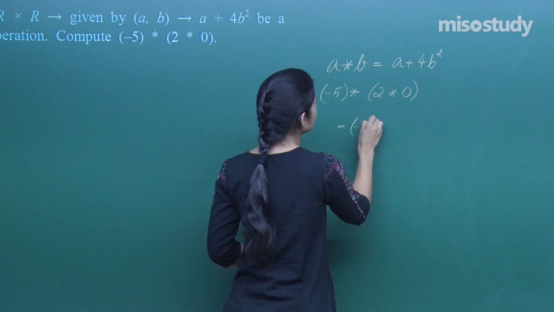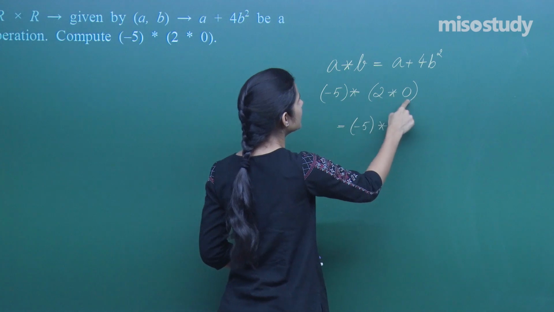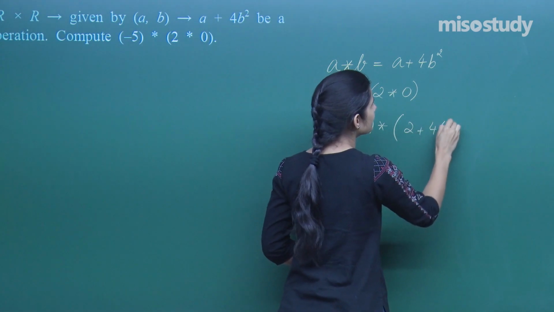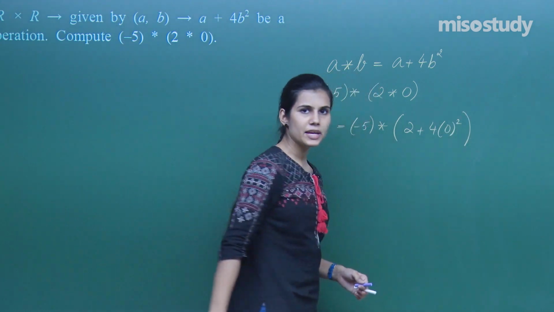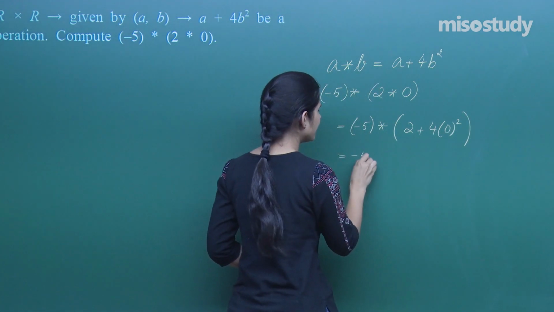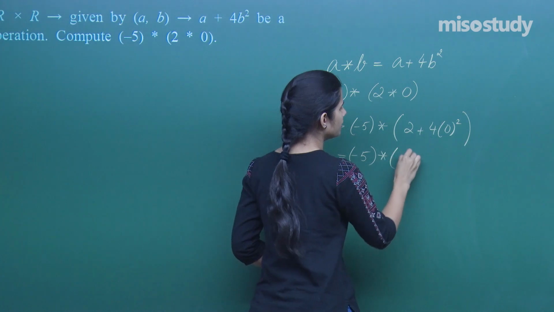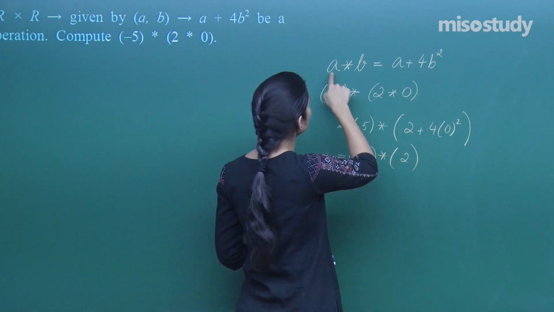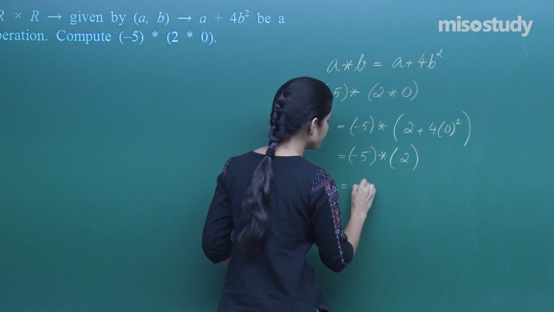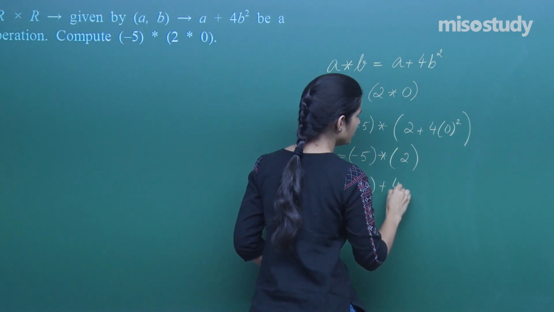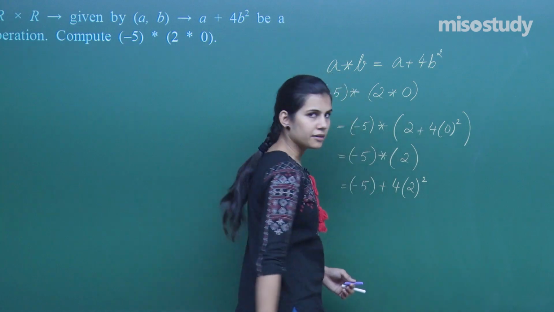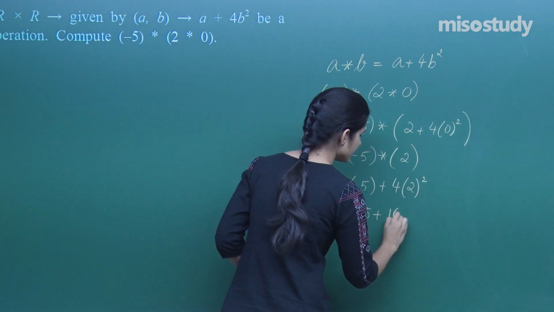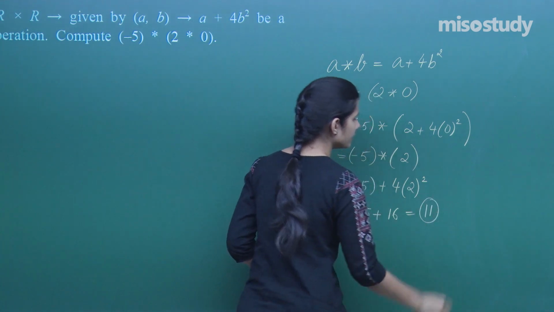This is what? Minus 5 star, keep it as it is, 2 star 0. 2 star 0 is 2 plus 4 times 0 square by the definition. This gives me minus 5 star 2 because this is 0. Minus 5 star 2 is minus 5 plus 4 times 2 square. This gives you minus 5 plus 16, that is 11.